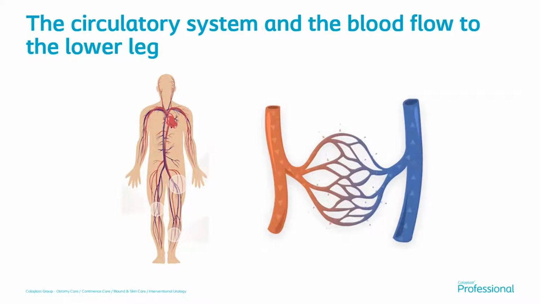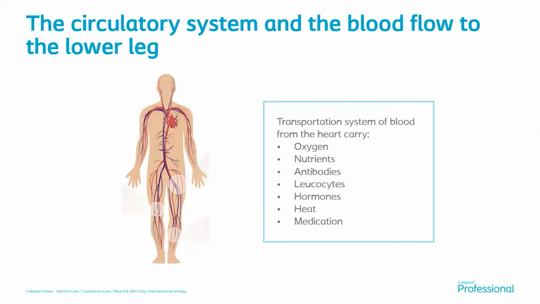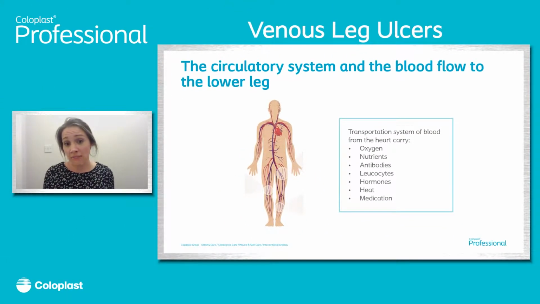So we need to go back to thinking about our circulatory system and the blood flow to the lower limb. So we need to think about what that circulatory system actually does for us. And it supplies the lower limb with oxygen, nutrients, heat, medications potentially, antibodies. So we need to think about what it's taking down to our lower limb, and actually, if there's a restriction with that, then we could have a problem. Likewise, we will likely develop the problem if we have a venous return insufficiency.